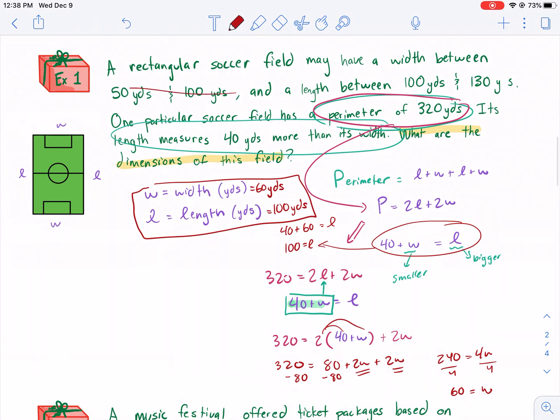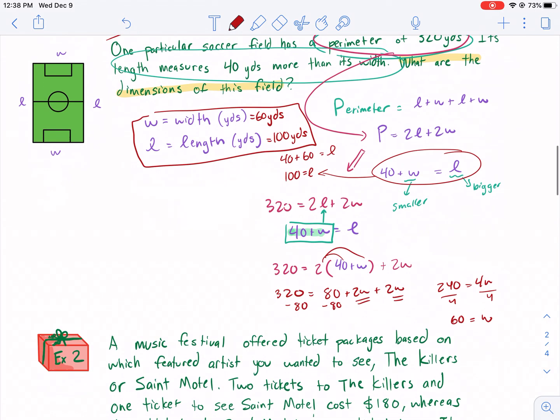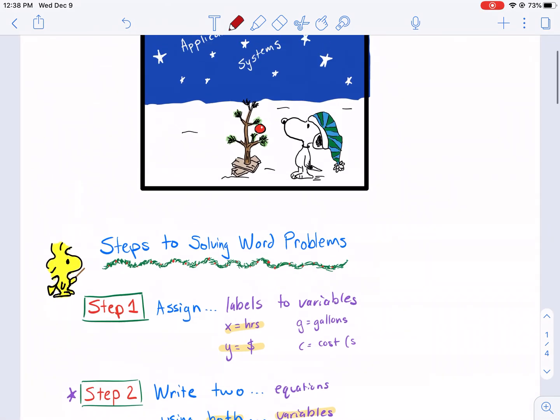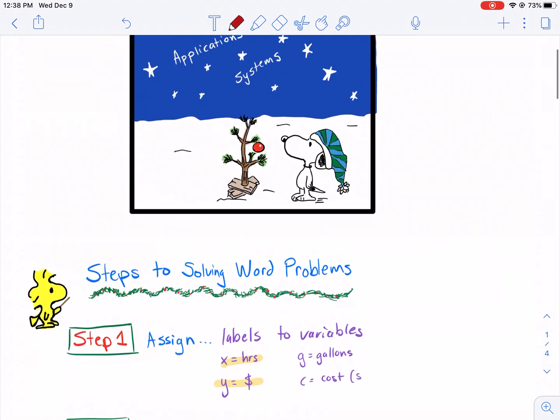It gave us some unnecessary background information, which we kind of have to weed through. So that was our first problem. If you're good on this, I guess you're good to go.